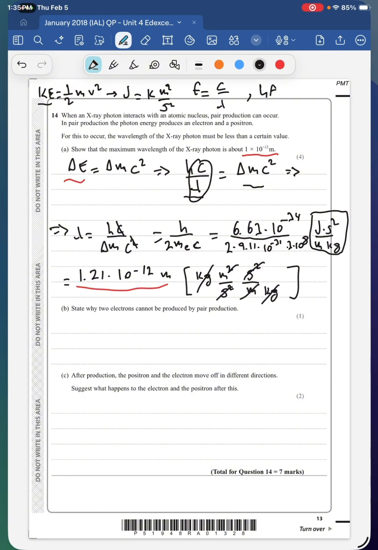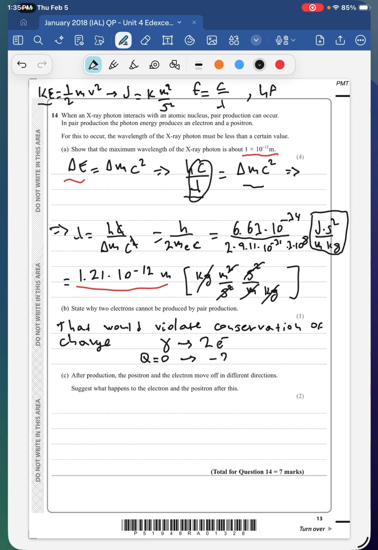State why 2 electrons cannot be produced by pair production, because that would violate conservation of charge. That reaction would be, we can write it like gamma goes to 2 electrons, so we have a charge of 0 going into a charge of -2, which is forbidden. So I'm going to put that cross there. So this is not possible.